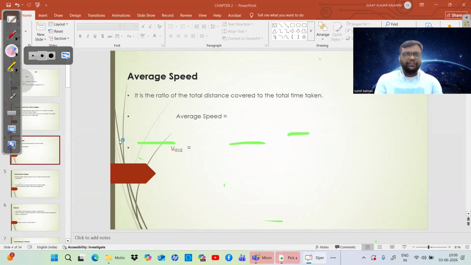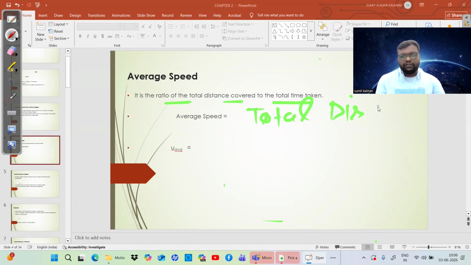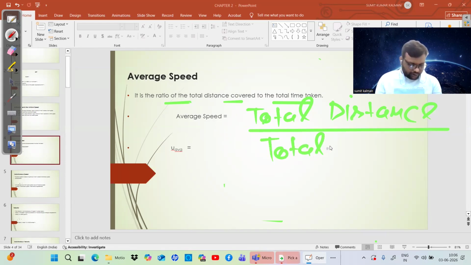And next is, students, average speed. How to define it? Average speed is the ratio of total distance covered to the total time taken. And students, average speed is equal to total distance upon total time, total time taken. So this is all about average speed.